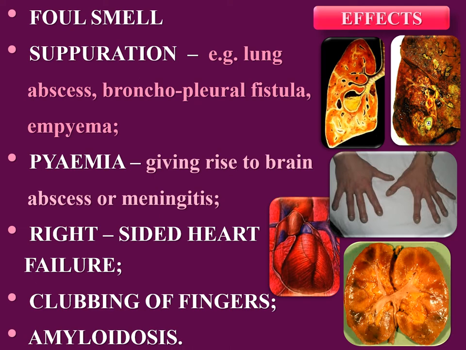Cyanosis and clubbing of fingers may occur as manifestations of general hypoxia. Development of amyloid disease may occur in chronic, prolonged destructive processes. Amyloid may occur, especially in the kidney. Amyloid protein accumulates around the glomerular capillaries and tubular membranes, and patients may die due to renal failure.